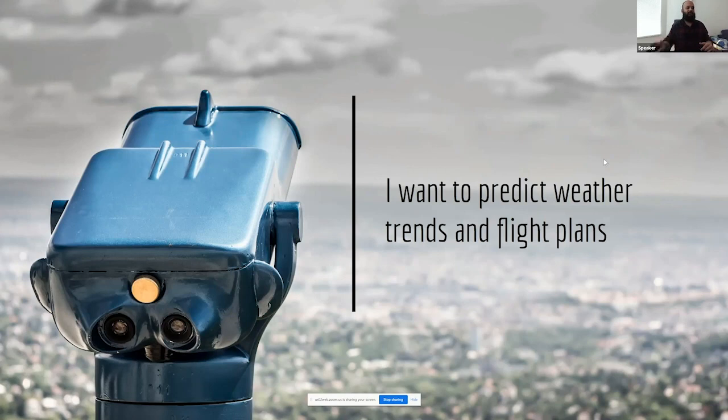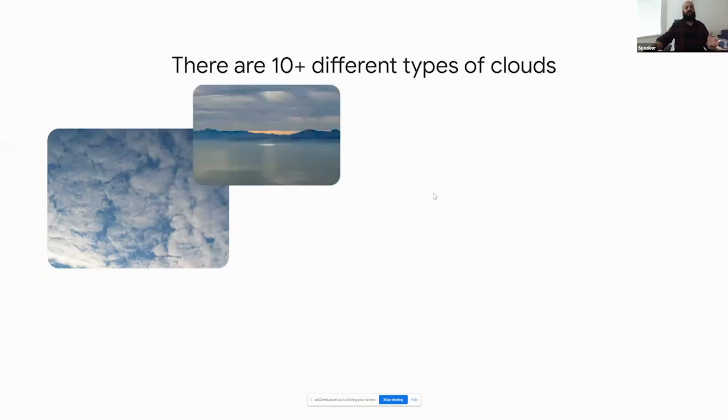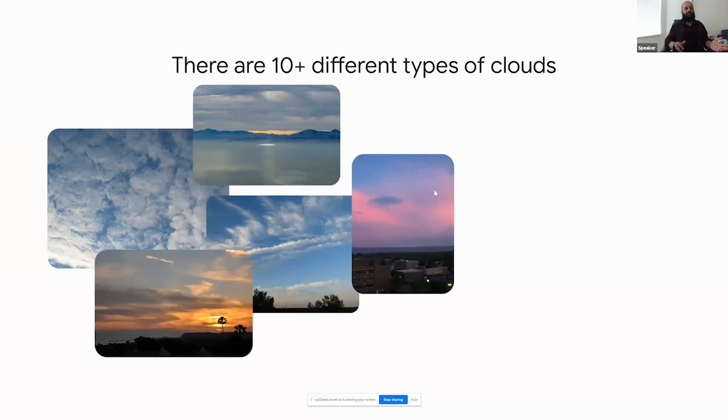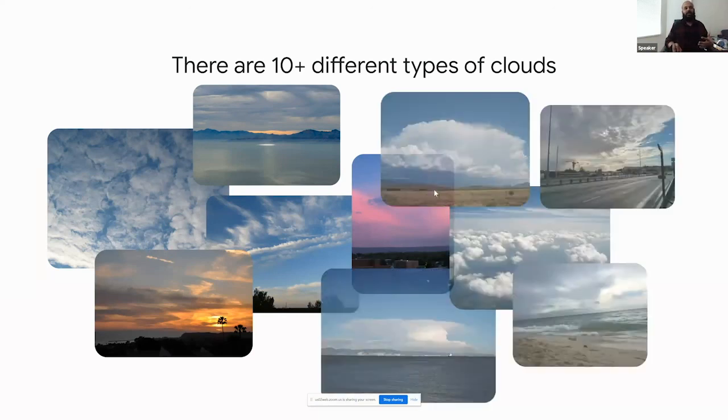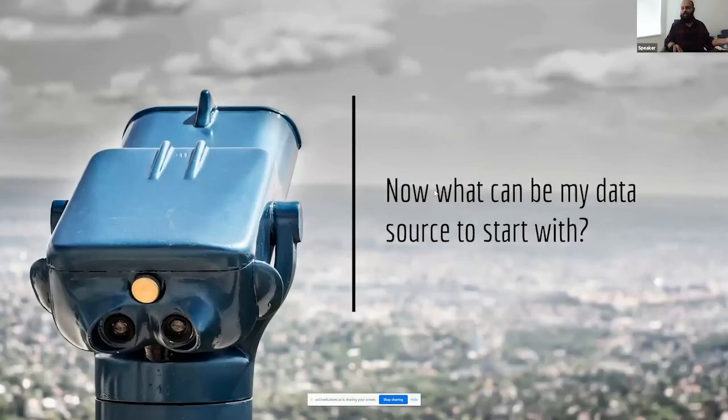Maybe I'll go back to the basics, where there are different types of clouds called cumulonimbus, cirrus. There are 10 plus different types of clouds. For example, cumulonimbus is associated with hurricanes. It is a dense cloud, whereas cirrus is more of an open cloud. As a meteorologist, I know there are different types of clouds, and there are open data sets out in the market which give me cloud data, like cloud images. Now, what I do with these images, maybe those can be my data sources.